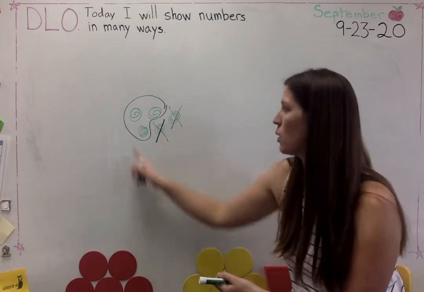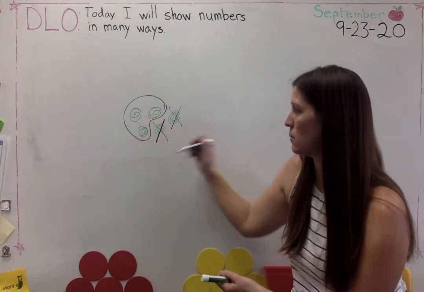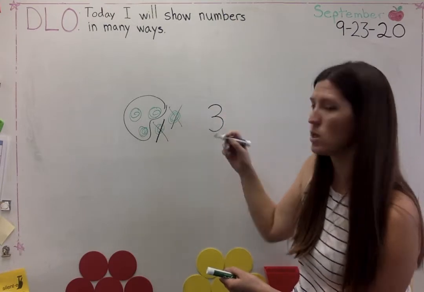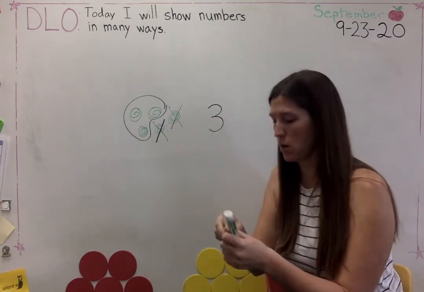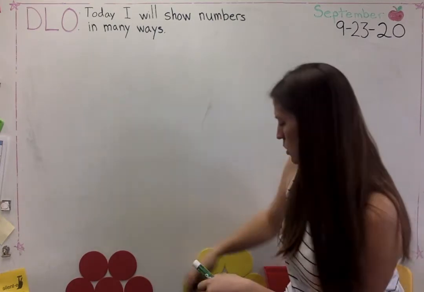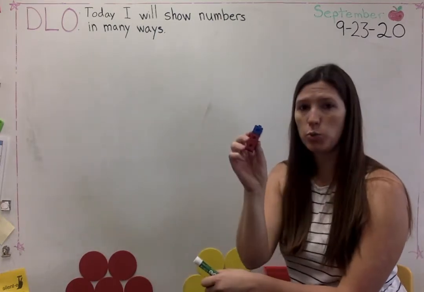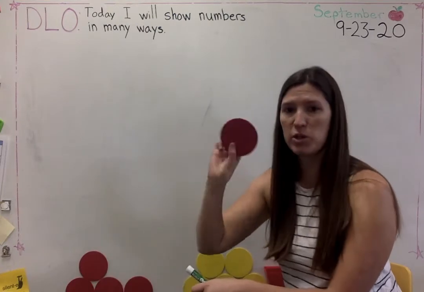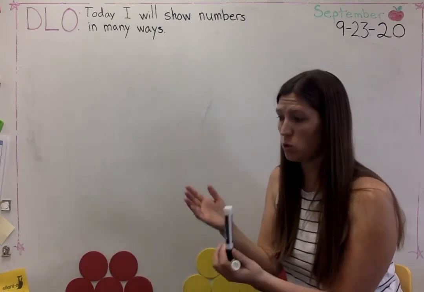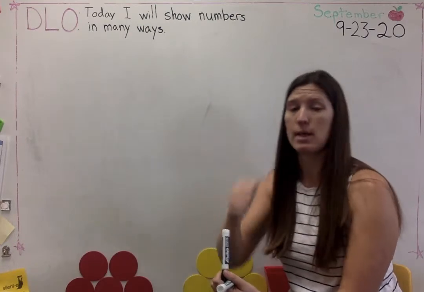Let's count. 1, 2, 3. How do I write 3? Around the tree, around the tree. That's the way you make a 3. Let's do another example. And you can use your cubes, you could use your flippy chips to do some examples also. You could use a piece of paper and draw them on there and cross them out.